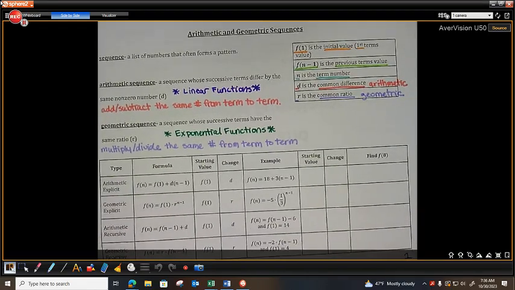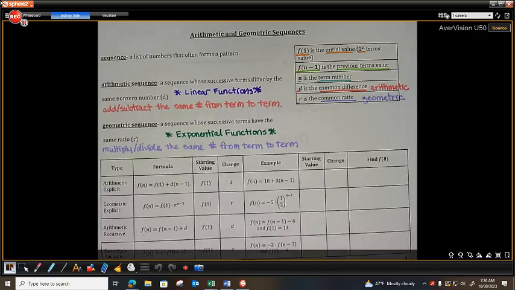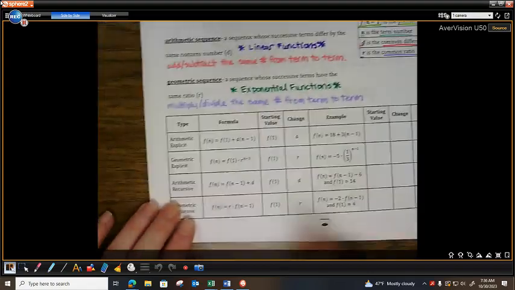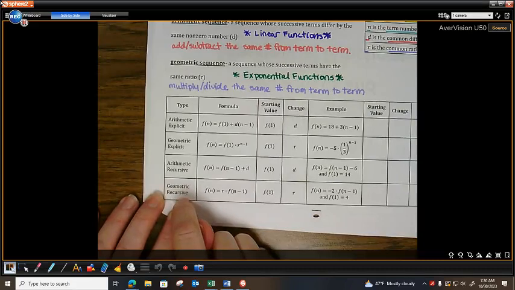Okay. Okay, so let's look at our 4 different types of formulas we're going to use. Okay, we have 2 different sequences, arithmetic and geometric. Within each of those sequences, there's 2 ways you can write your formula. Okay, there's 2 formulas. You have explicit formulas, and then you have recursive formulas.